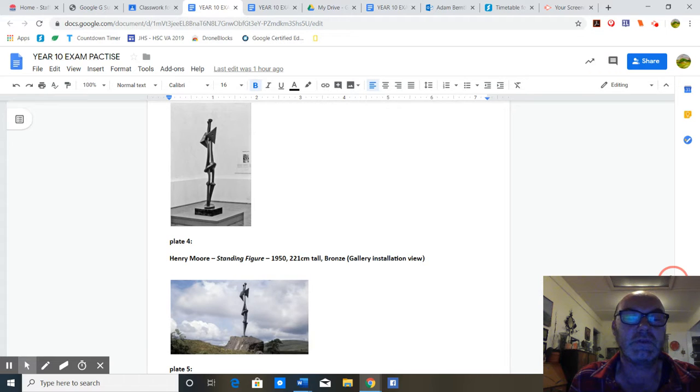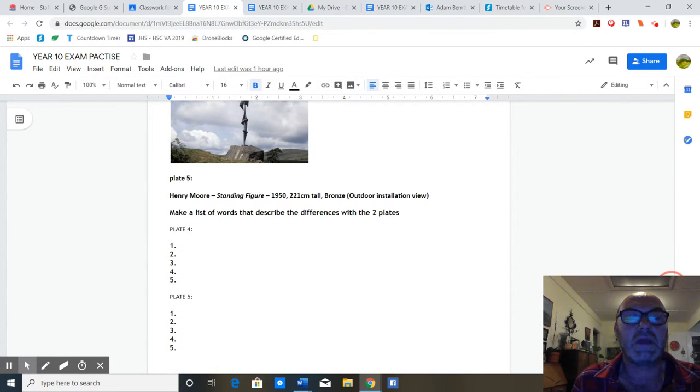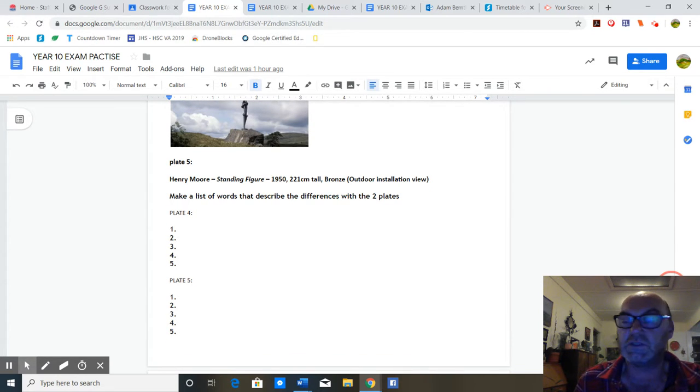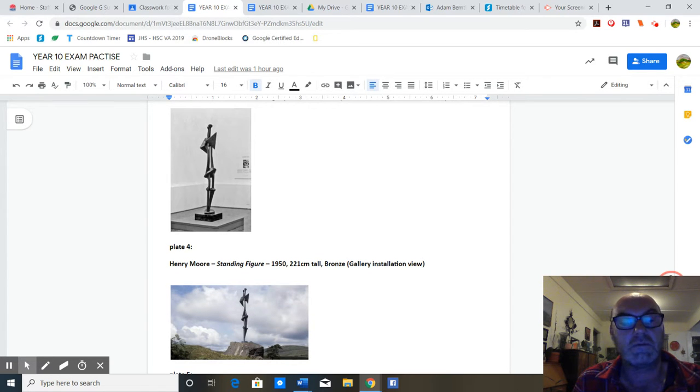What happens when the site changes for both the same artworks? Ask yourself that question and think about it. And then I want you to make a list of words that describe the differences with the two plates. They can be verbs, adjectives, nouns, it doesn't matter. You need to describe the differences in the two because of the site they are in and the situation that has occurred as a result of the site that they are in.